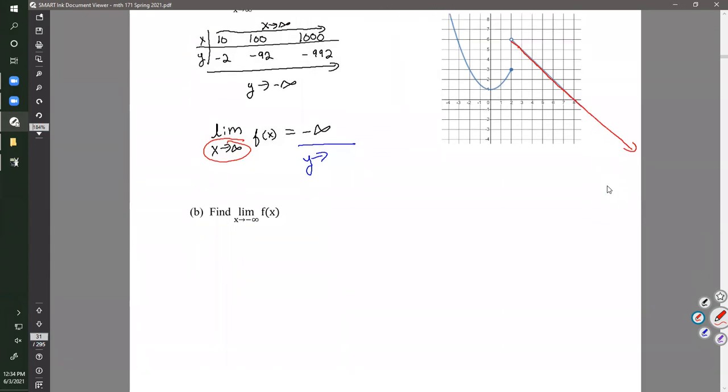Part B says find the limit as x goes to negative infinity of f of x. So go ahead and try this one. Give you guys a few minutes to try part B.